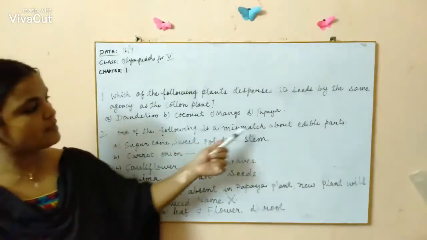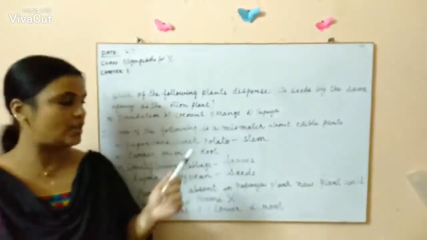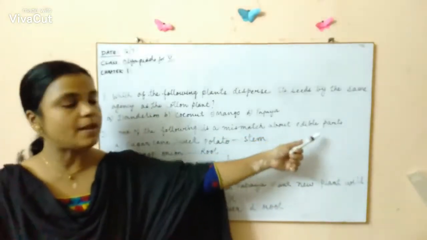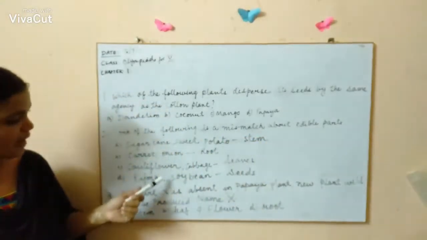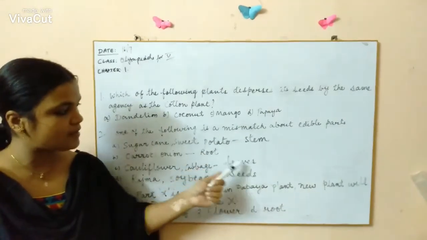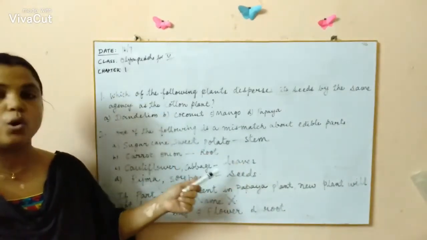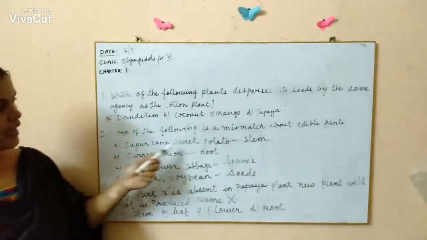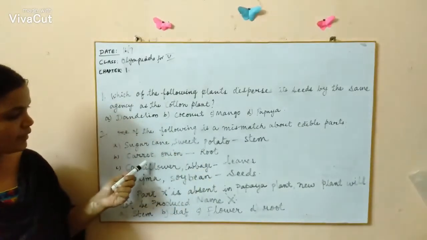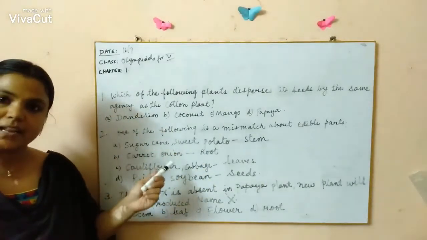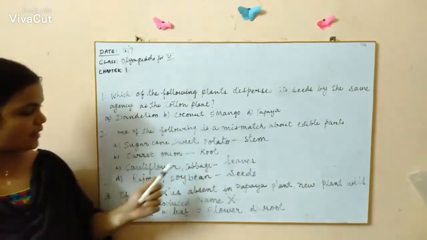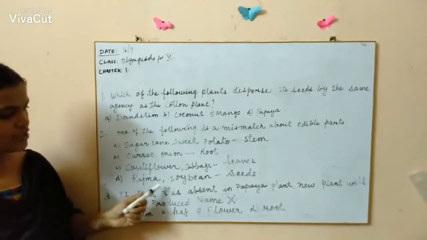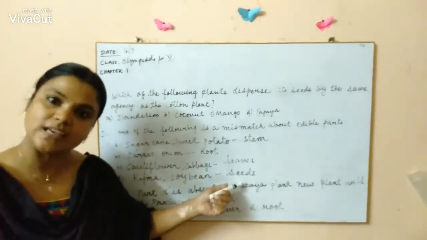Second question. One of the following is a mismatch about edible parts. So here there is a mismatch which is wrongly matched about edible parts. Some names of plants are given and their edible parts are also given. But out of these four, one is wrongly answered. So let us see. Sugarcane, sweet potato. We'll see it later. Carrot and onion. Carrot and onion both are roots only. We eat the roots, right? Cauliflower, cabbage. Both are leaves only. Rajma and soybean. Both are seeds only.